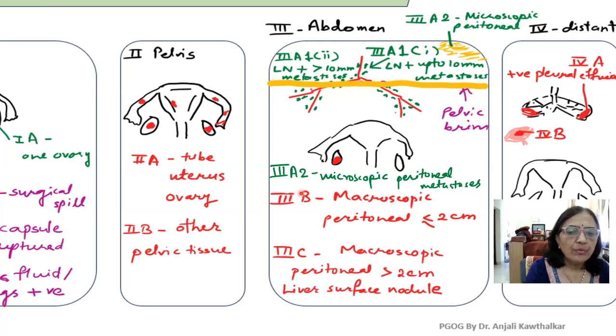From 3B onwards, there is macroscopic peritoneal involvement of the abdominal peritoneum, and size less than or equal to 2 centimeters is B, greater than 2 centimeters is C. Liver surface nodules are also included under 3C when there is no parenchymal liver involvement. Stage 4A is positive pleural effusion, where the pleural tapping shows malignant cells. 4B is distant metastasis or parenchymal metastasis, such as liver metastasis.